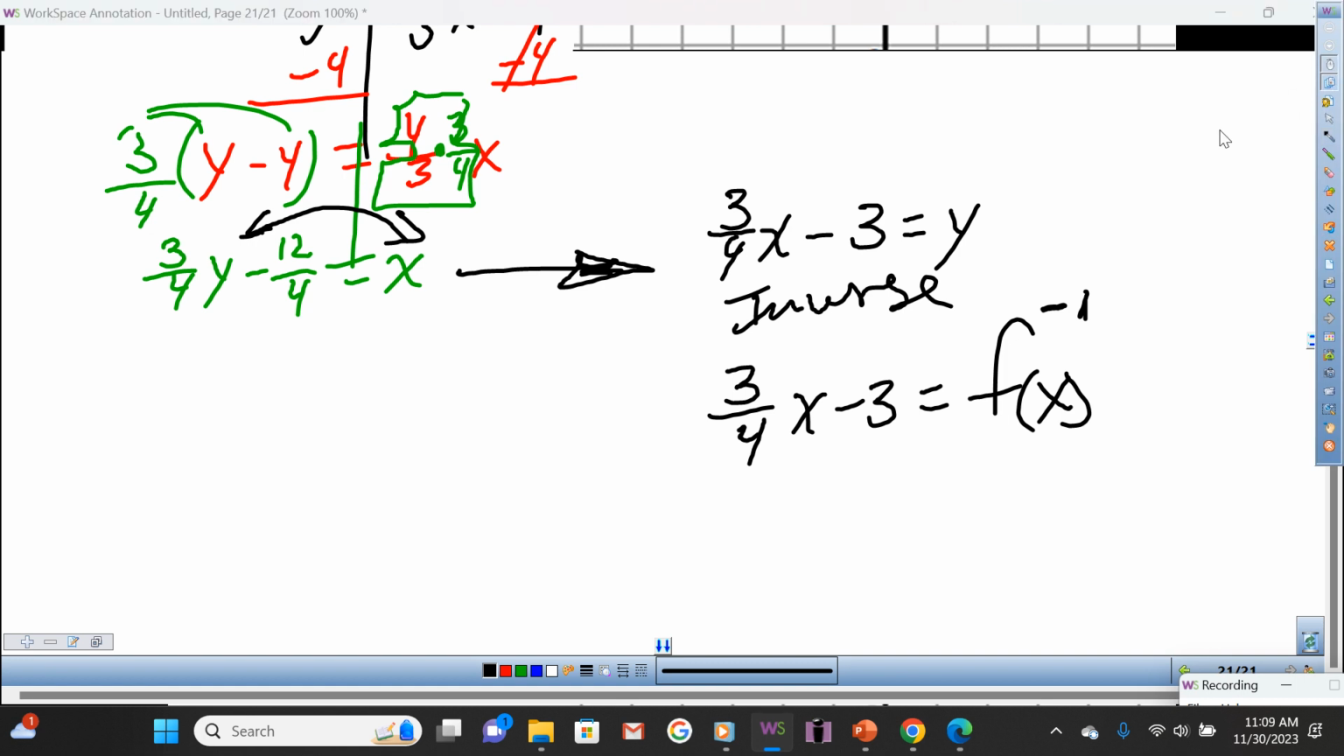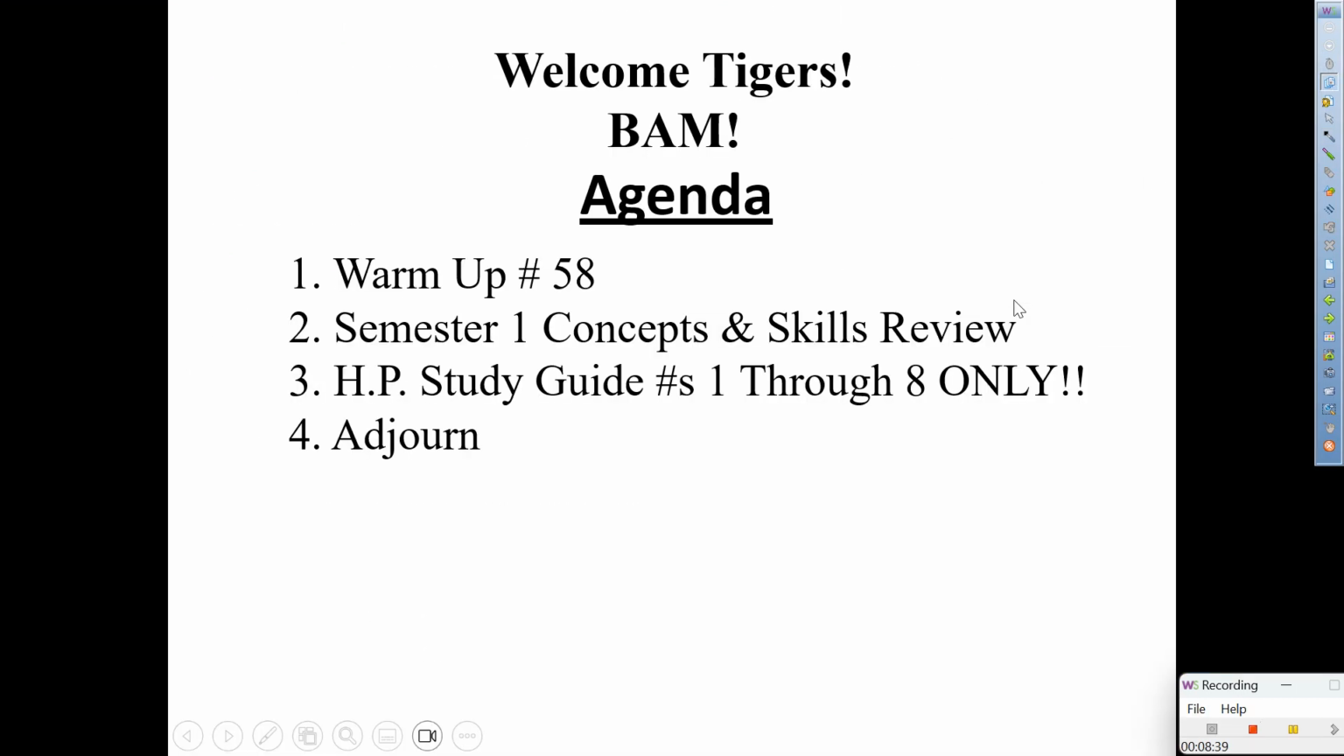All right, copy the agenda. Warm-up number 58, Semester 1 concepts and skills. Tonight's home plate, numbers 1 through 8 again. Which means by now, or after tonight, you'll have how many sets for numbers 1 through 8? How many sets would you have worked out? 3. The original that you did for home plate, the one we did in class, and the one you're going to do tonight for home plate.